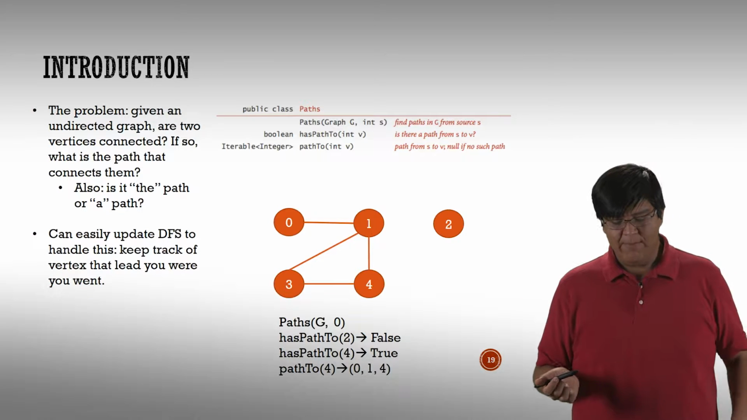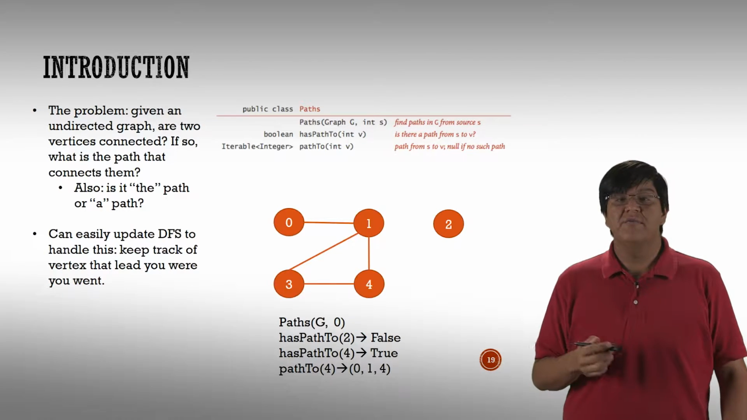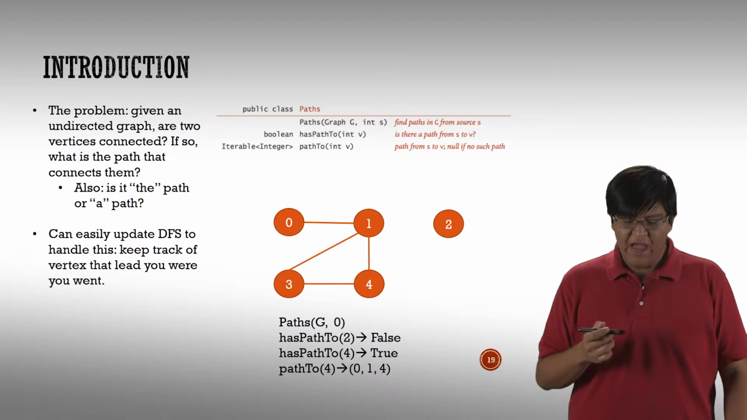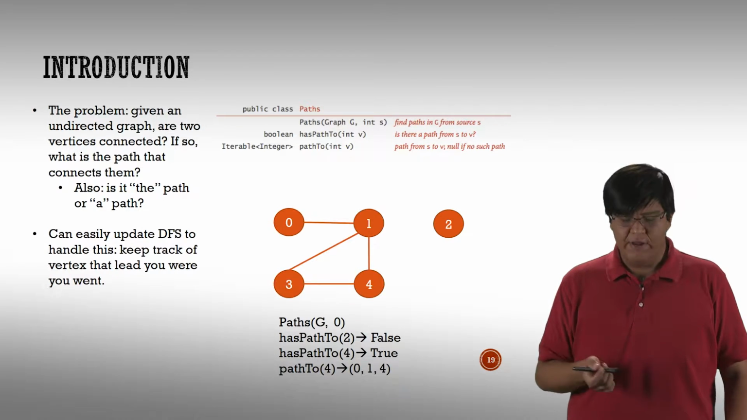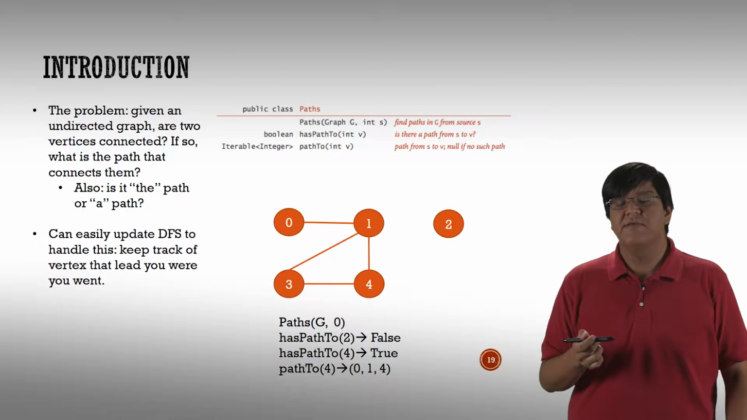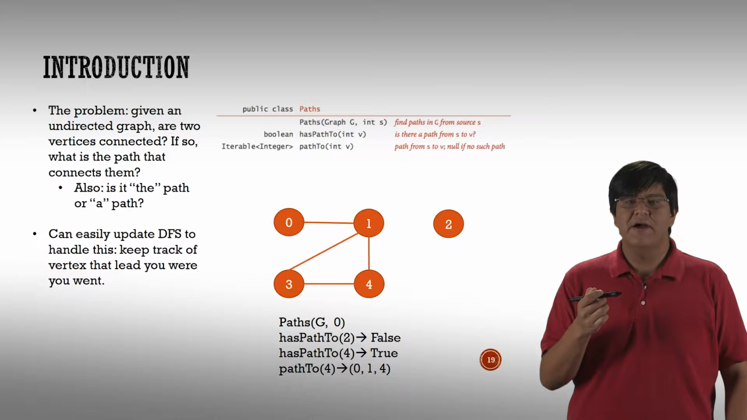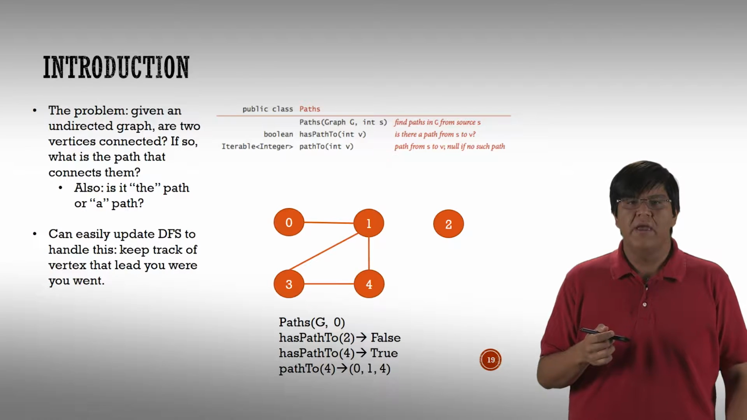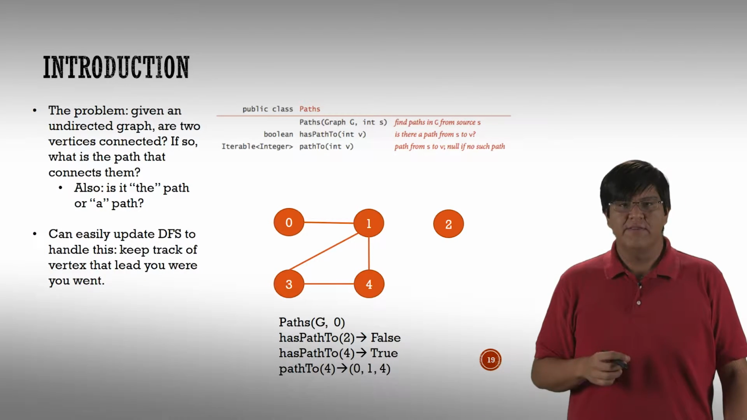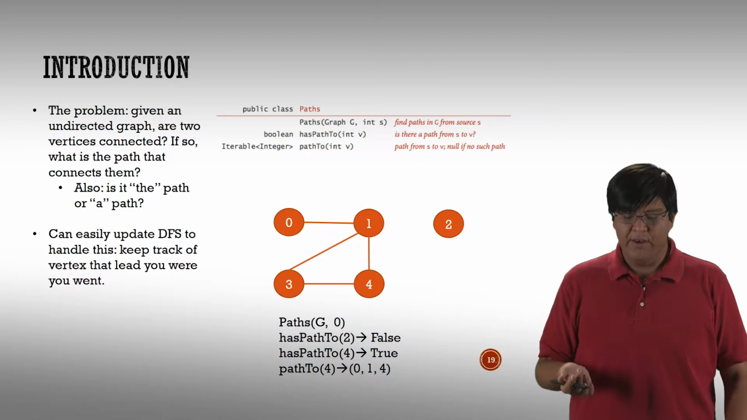Up top, I basically have my public class Paths, which is basically my API. My API has all the different functionality that I want. Now, the stuff here is pretty similar to what I had before. So I still have the same constructor, and what my constructor is doing is taking in the graph and a starting position, and it's initializing everything. So it's going to go find all the paths between this one point and something else.